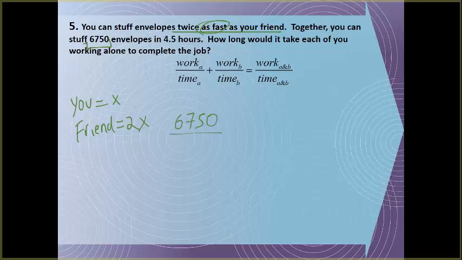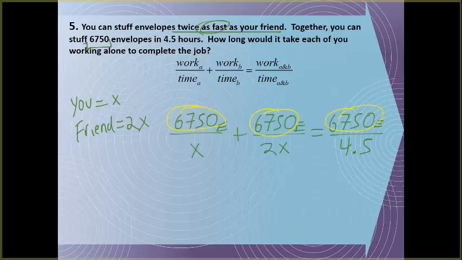So if we have 6,750 envelopes for a time of X, plus 6,750 envelopes for a time of 2X, that equals 6,750 envelopes for a time of 4.5. And you're going to do the exact same thing. Now, if you noticed in the previous part when it was 1,000 boxes, I could actually get rid of these by dividing by 6,750. If that confuses you, do it at the absolute end, or you don't even have to do it at all. You're still going to get the same thing, but it's just going to be bigger numbers.